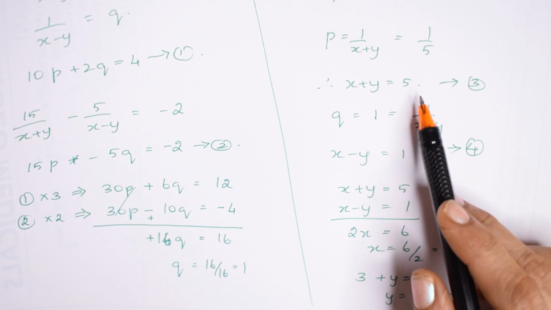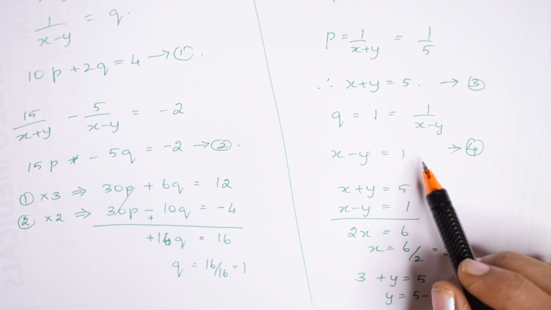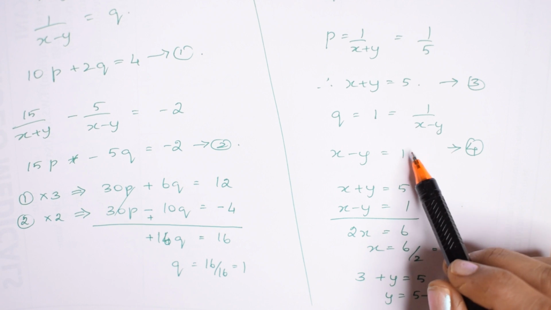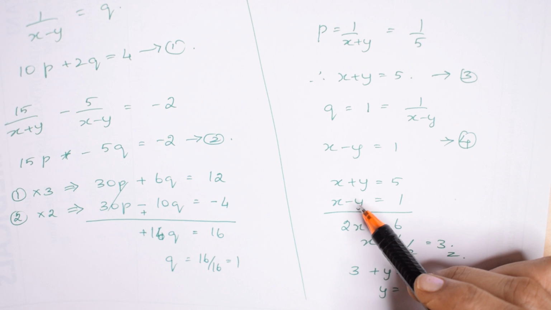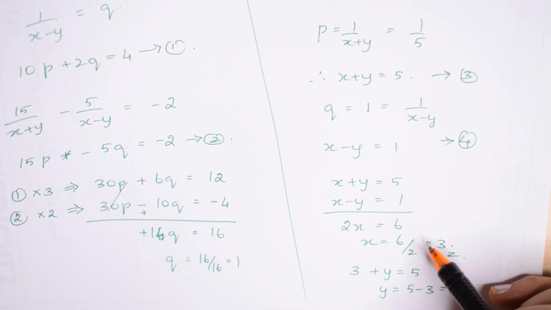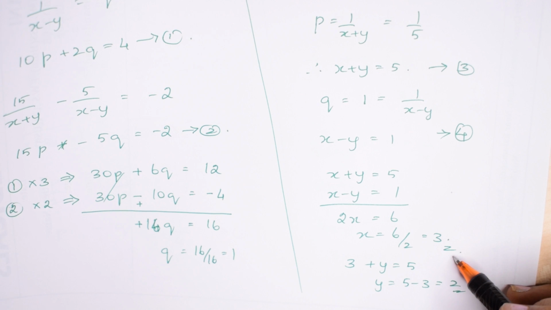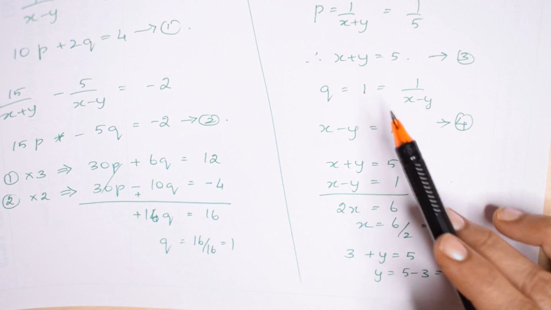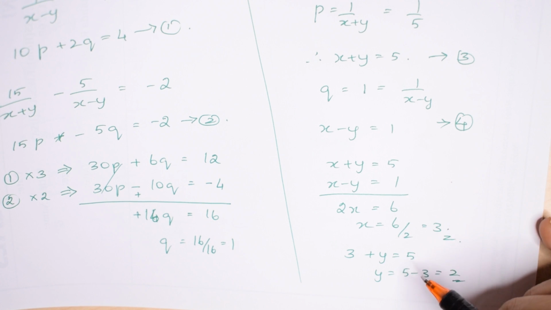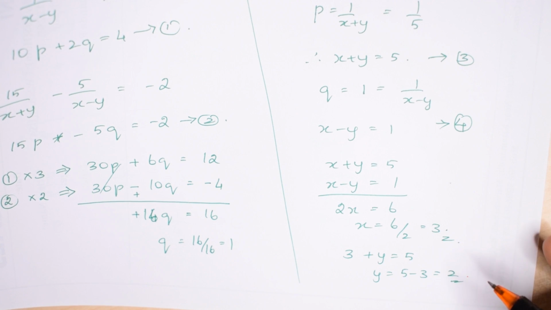Again I am simplifying these two equations, 3 and 4. I want to find x and y, right? So I am simplifying the third and the fourth equation using elimination method again. Y gets cancelled, only x is there, 2x is equal to 6, x is equal to 3, and I am substituting that value again. 3 plus y is equal to 5, so y is equal to 2.